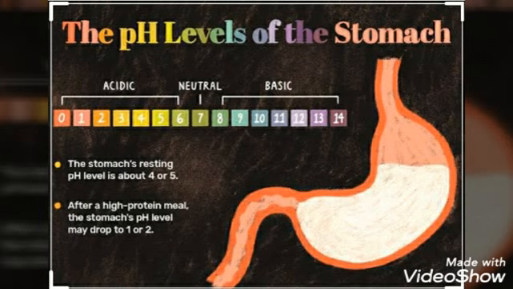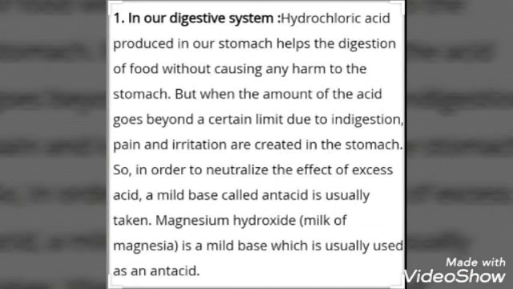Now, does the pH affect us also? As you know that our stomach produces very dilute hydrochloric acid, which helps in digestion. But if too much acid is produced, it causes pain and irritation. It can even cause ulcers. In order to treat this excess of acid in our stomach, a patient is advised to take antacid tablets, which can neutralize the effect of acid.